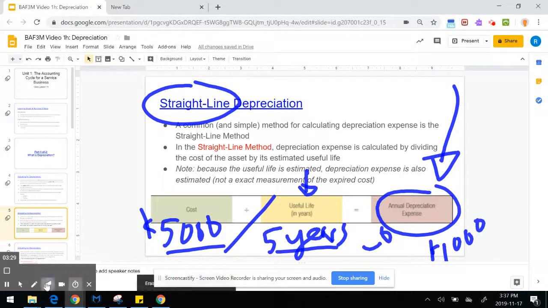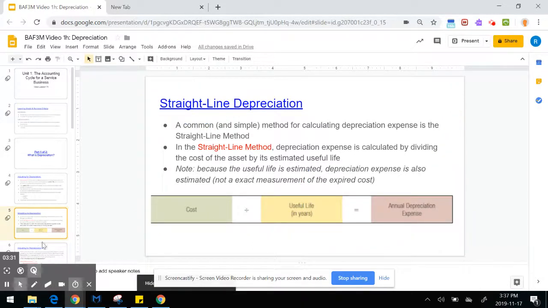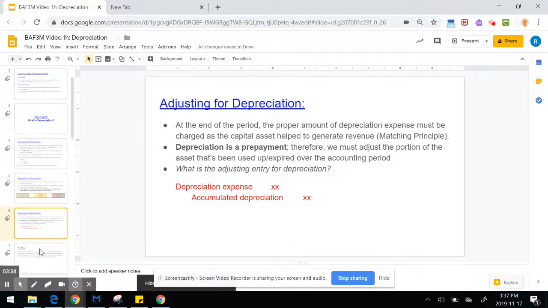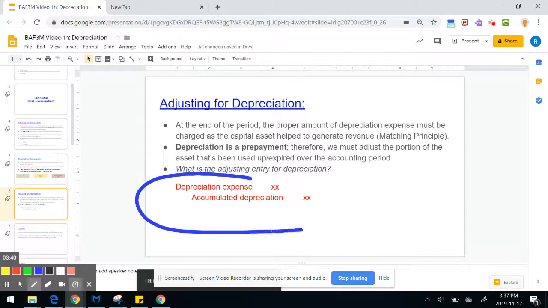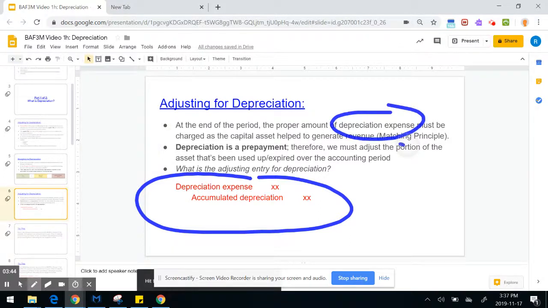All right. So that's the first thing, actually calculating that depreciation. Okay, we're going to make it a little bit more complex, but that's basically it. So what would the journal entry look like? Well, this is what the journal entry would look like for that example that I just gave you. All right. So again, we have to actually put down depreciation expense due to the matching principle.